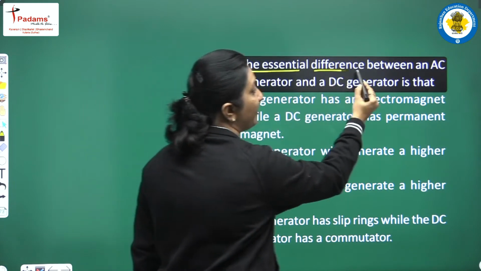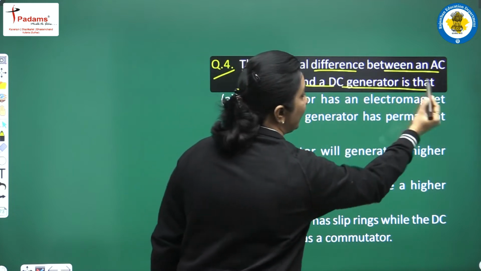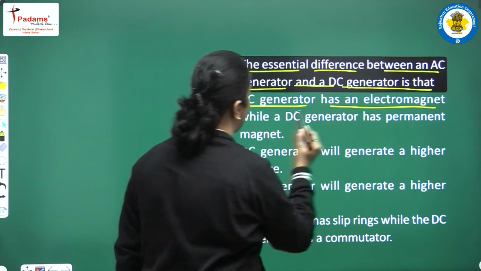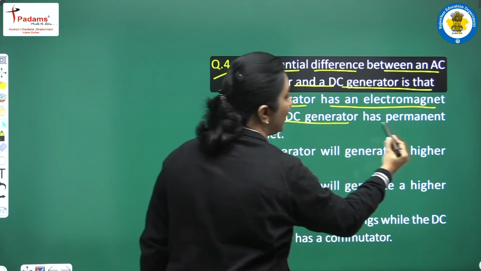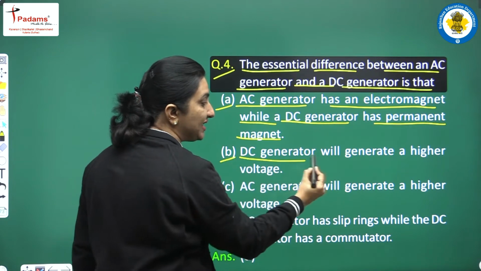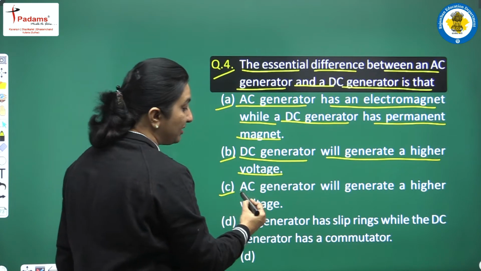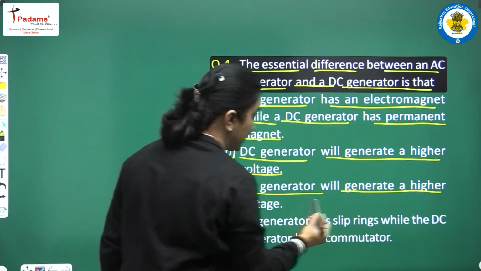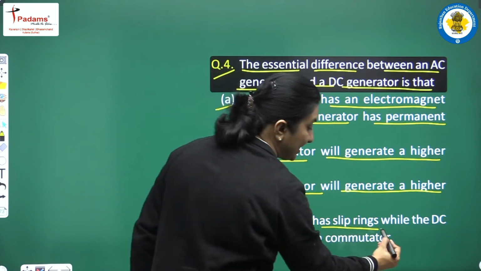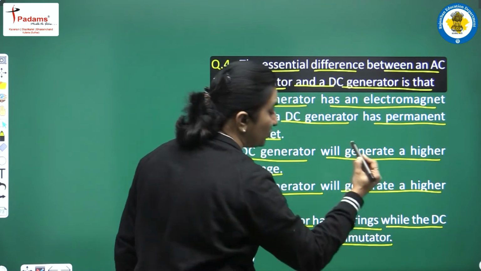The essential difference between an AC generator and a DC generator is that A, AC generator has an electromagnet while a DC generator has a permanent magnet. B option, DC generator will generate a higher voltage. C option, AC generator will generate a high voltage. And D option, AC generator has slip rings while the DC generator has a commutator.